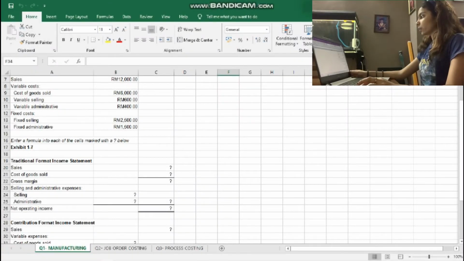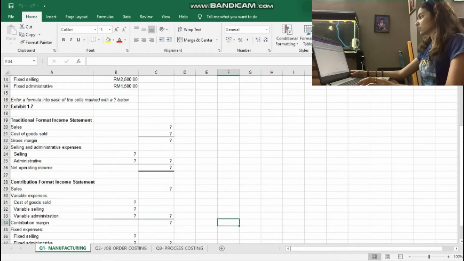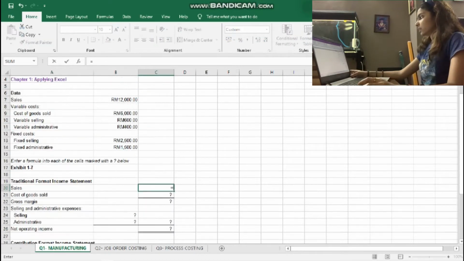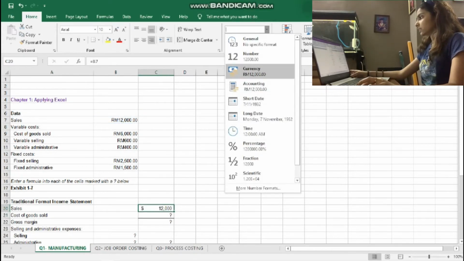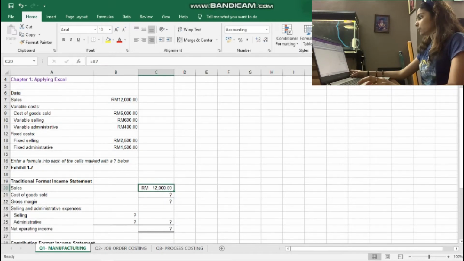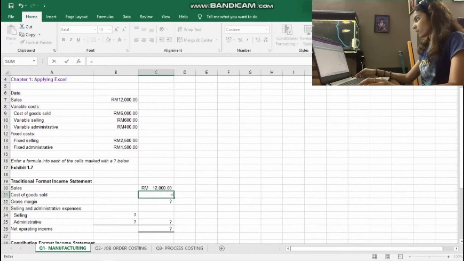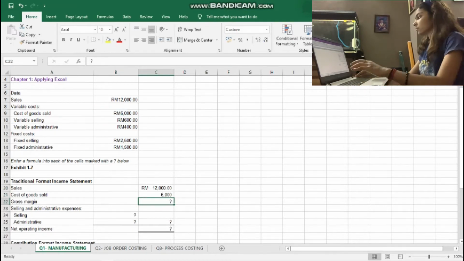Okay, so the first question is about income statement. There are two types of income statement. First is traditional format and second is contribution format. For traditional format, first sales, for the value, it's above there, so the value is 12,000. And next is cost of goods sold. The value is 6,000.